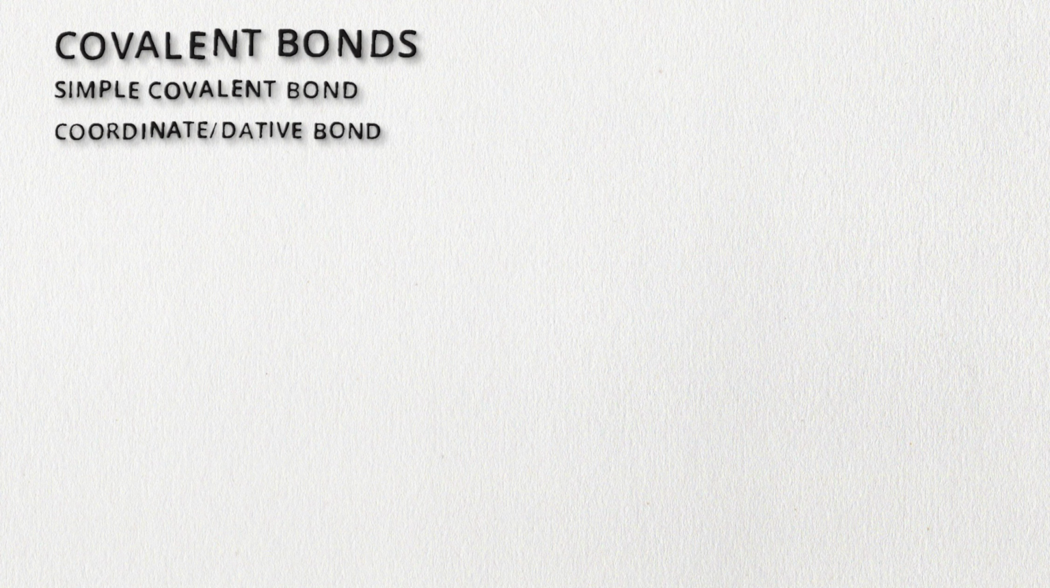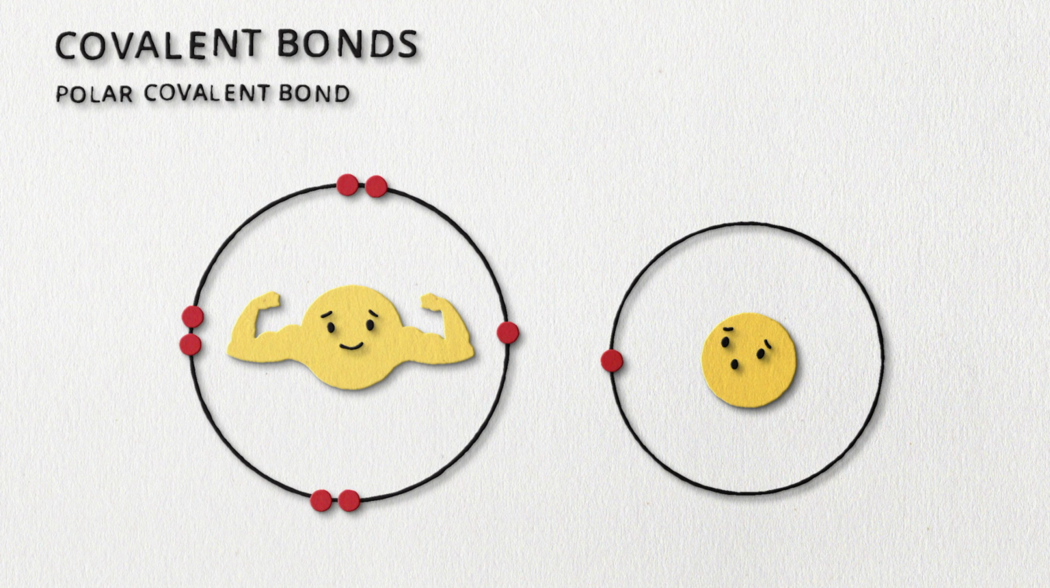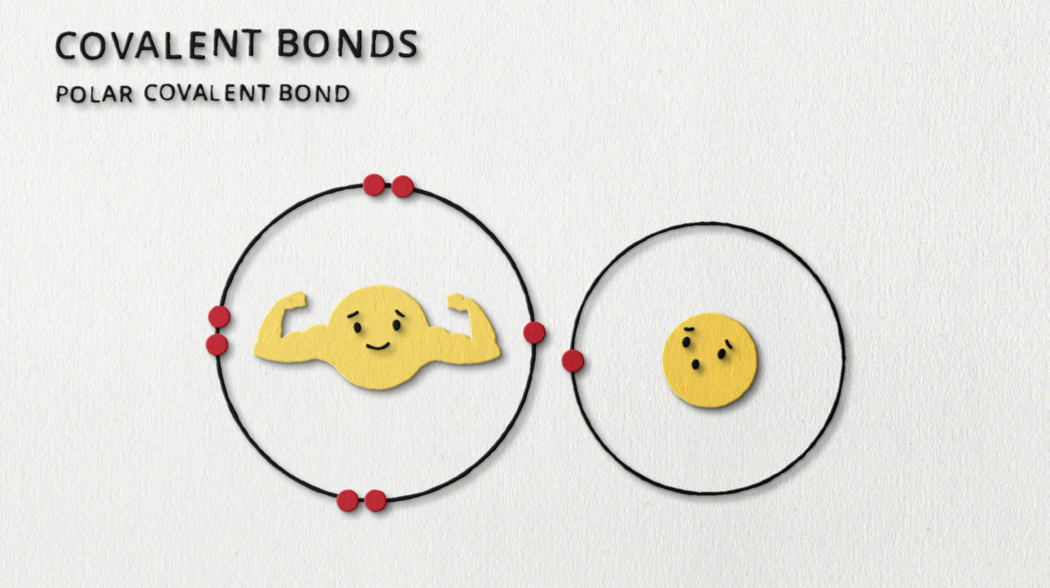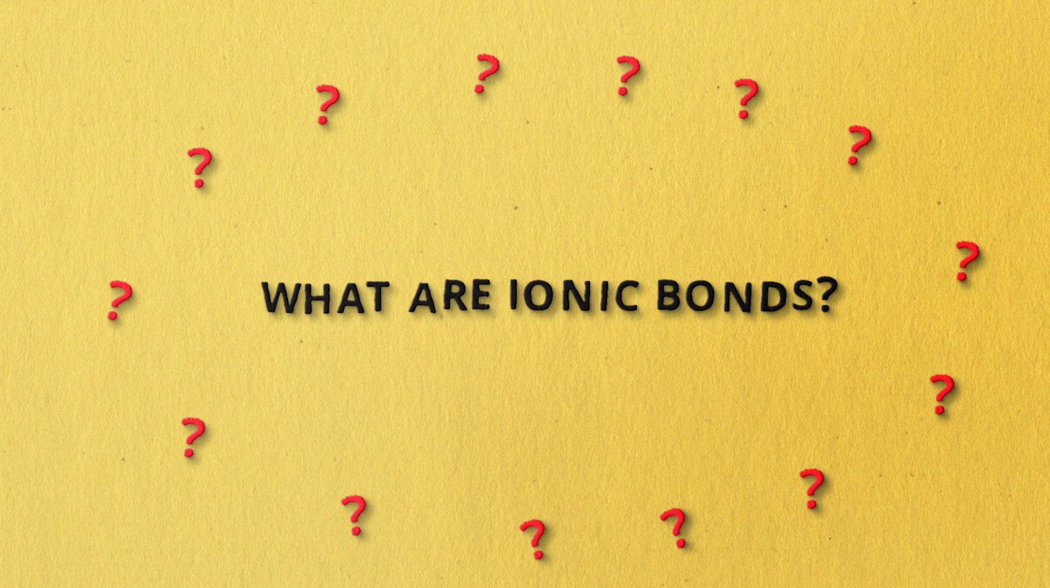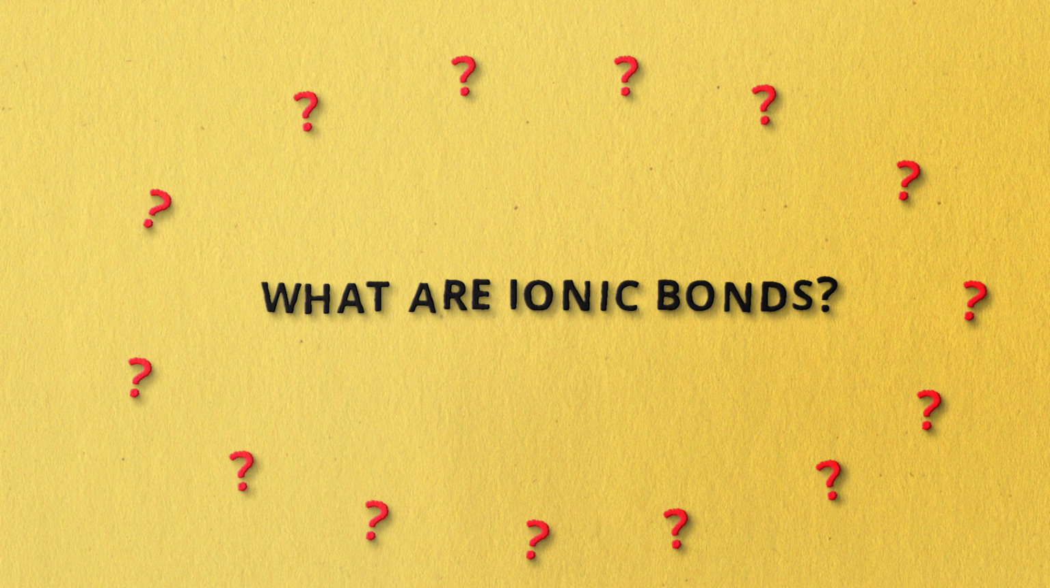Another type of covalent bonding is polar covalent bonds. This is where one atom in the bond is more electronegative than the other, creating a greater attraction. And this results in the electrons being unequally shared. An example of a polar covalent bond is the hydrogen fluoride, or HF molecule. The fluorine atom is more electronegative, so the electrons stay closer to the F than the H, although they are still shared. Now let's talk about ionic bonds.